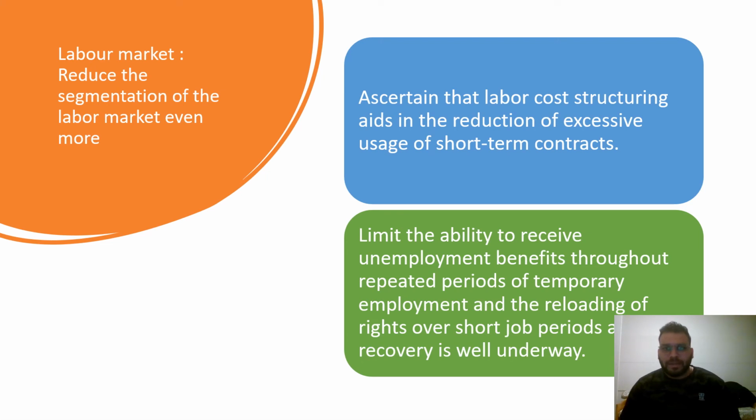Hello, sir. Now myself, Rahul Rampal. So I will go further with our presentation. The second topic is the labor market. These are the segments as they relate to the diamond model. We recommend that the segmentation of the labor market be reduced even more. So ensure that the labor cost structuring aids in reduction of excessive usage of short-term contracts, limit the ability to receive unemployment benefits throughout repeated periods of temporary employment, and the reloading of rights over the short job period, once recovery is well underway.